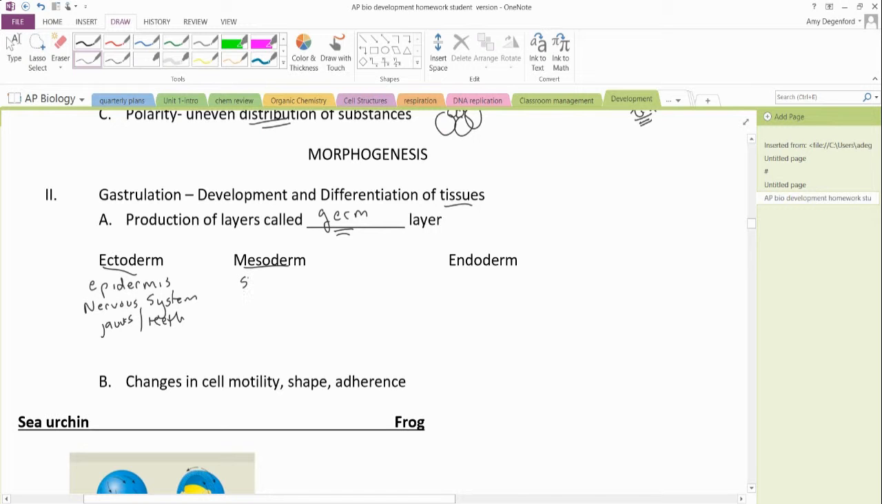The mesoderm is going to make the skeletal system, the muscles, circulation, and the lymphatic, also the excretory and reproductive systems.